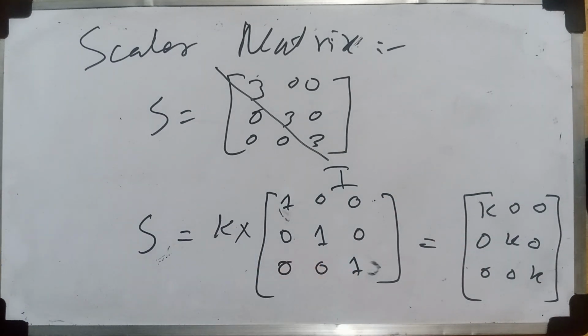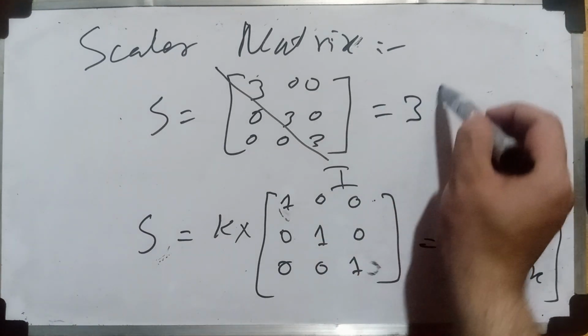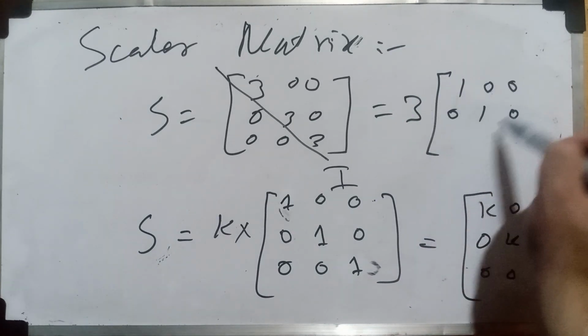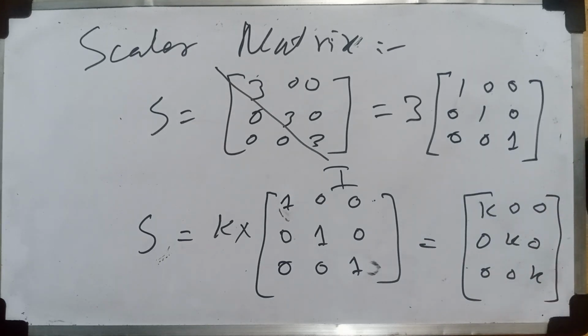I haven't talked about multiplication here, but every scalar multiplication with a matrix is basically multiplying each entry in that matrix. So if you can multiply it, you can pull it out. And here you can pull out the 3, and this will become an identity matrix. So this type of matrix is a scalar matrix, and you can generalize it to any number. Hope this was helpful.